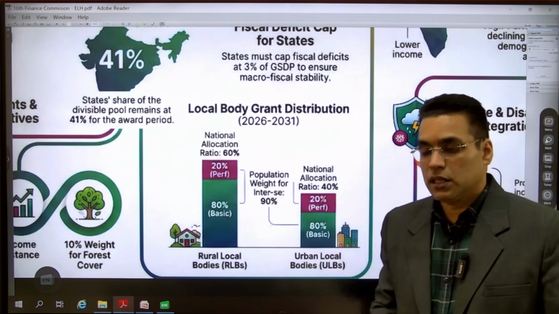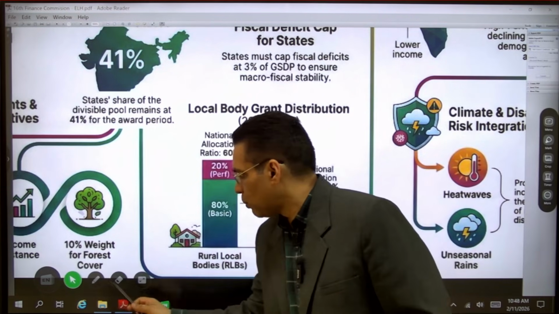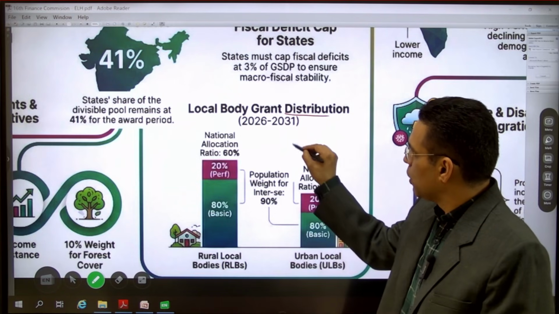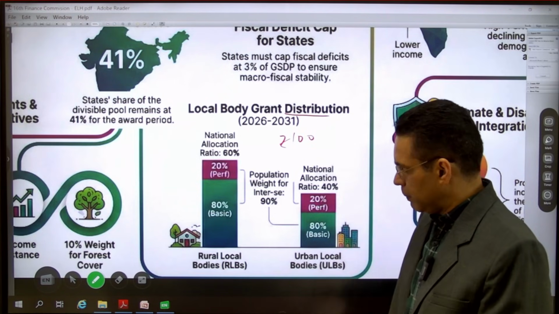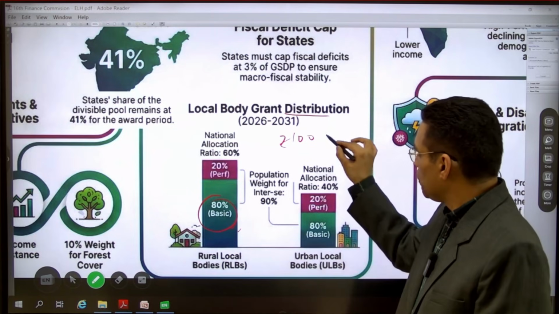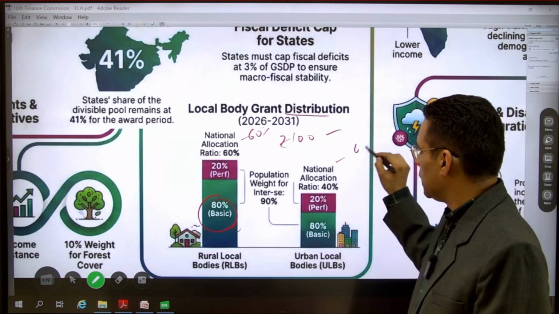But in the third function, how much money should be given to the local body? And for that, you have to have a formula. So local body grant distribution will depend on, let's say Government of India gives 100 rupees to the local body. Now 80% of that would be basic. Out of that 100 rupees, 60% will go to the rural area and 40% to the urban area.